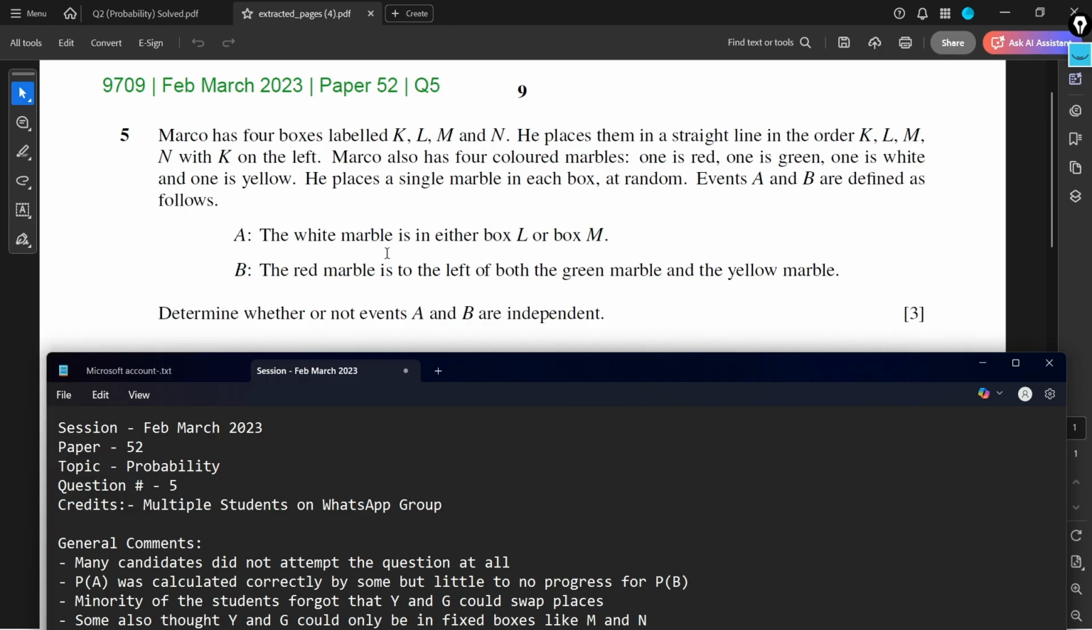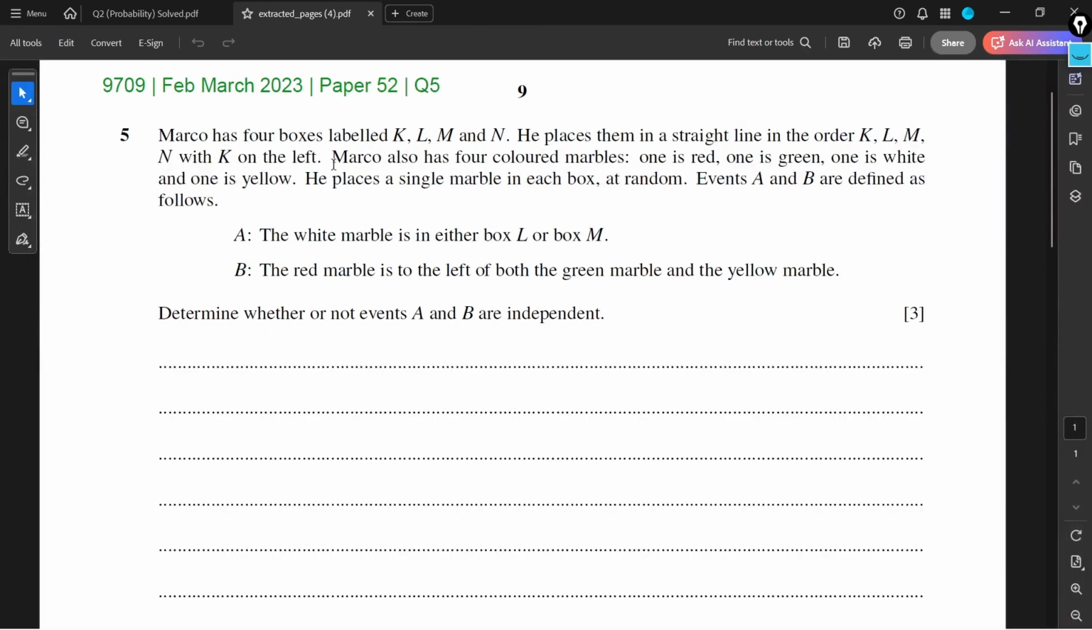By the way, this question appeared in the February-March 2023 Cambridge examinations. This is paper 5.2 and the fifth question of this paper. So let's get started with the question.